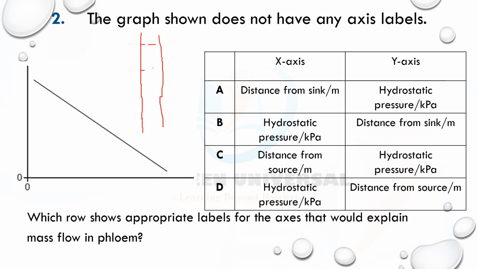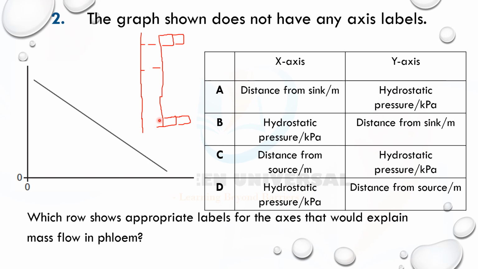Don't forget that normally sucrose is loaded into the sieve tube element at the source, and that causes an increase in the volume of phloem sap. Once you load sucrose here, the volume increases. How? Sucrose lowers water potential. Water moves from the neighboring source into the sieve tube element, so the volume will increase here. That causes an increase in hydrostatic pressure.